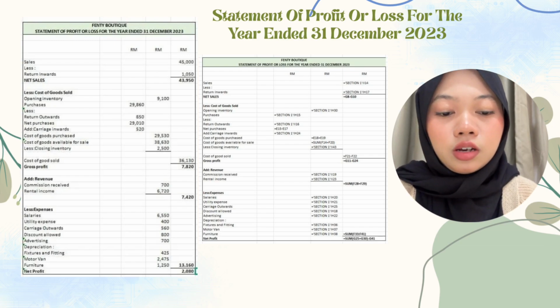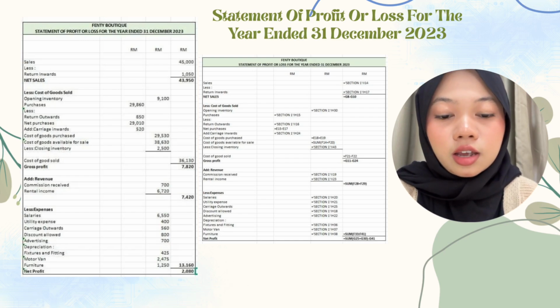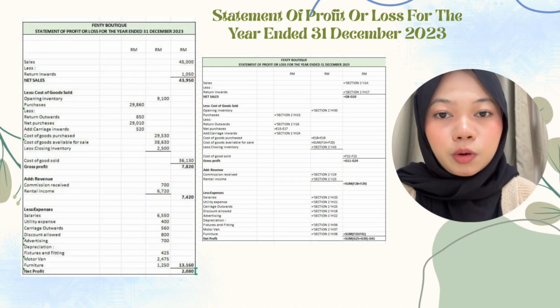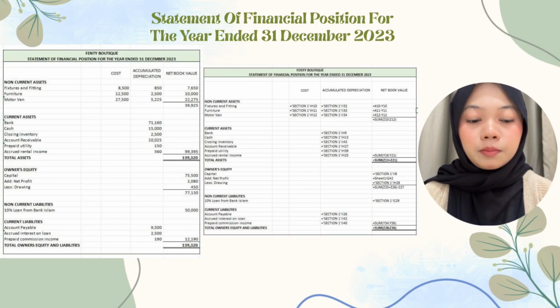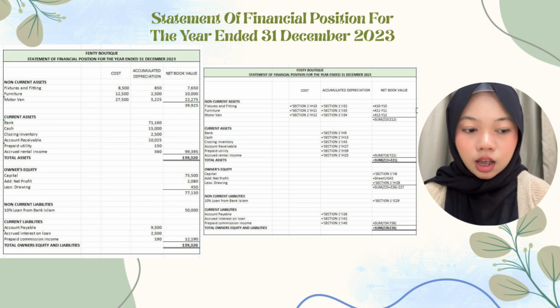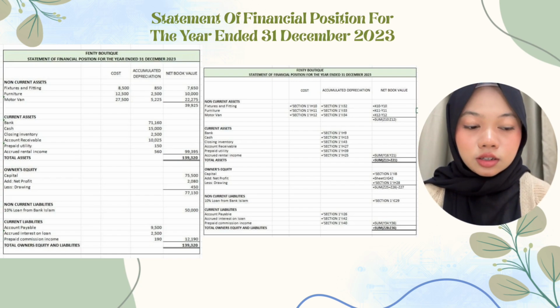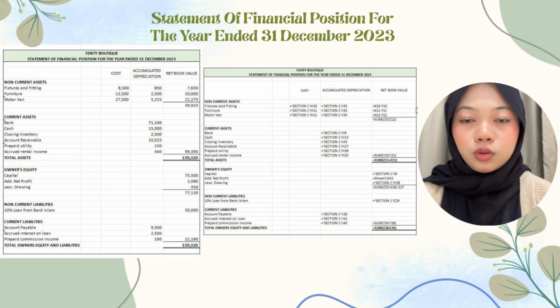We took the values used in the SOPL from the adjusted trial balance, then we calculate them as usual to find the net sales, cost of goods sold, gross profit. And this is our statement of financial position at 31 December 2023. We also took the values needed from the adjusted trial balance and we calculate the total assets, total equity and liabilities as usual to get the balance.